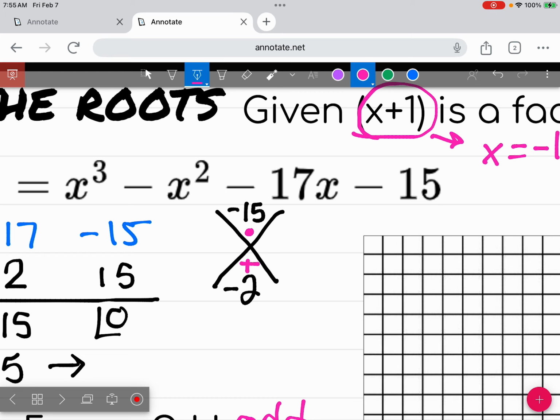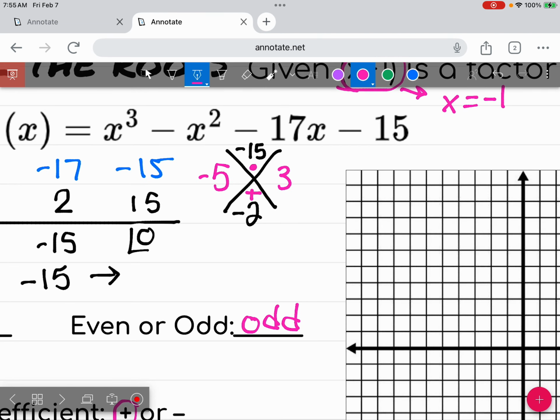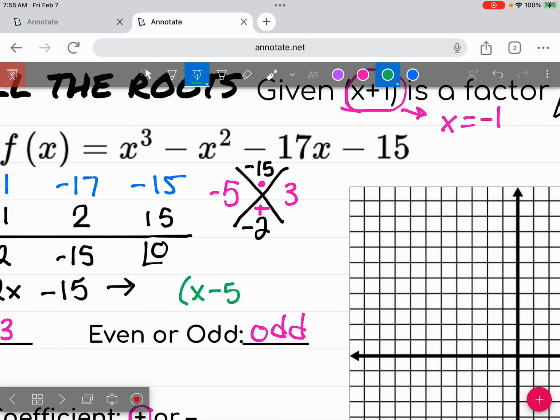I heard it. It was very quiet. It's 5 and 3. Which one needs to be negative for the 2 to be negative? The 5. So putting it through the box, I'm almost out of space, so I'm just going to go straight to the pieces. Our factored form here, we're going to have our x minus 5 and our x plus 3.